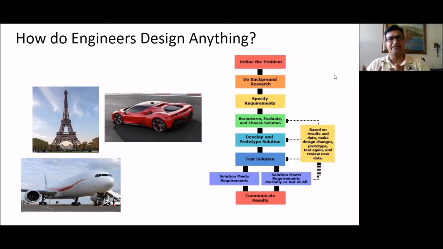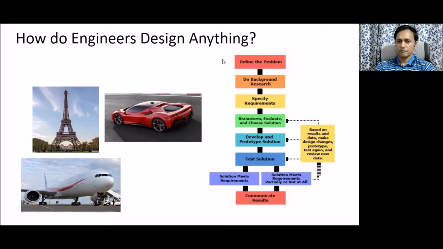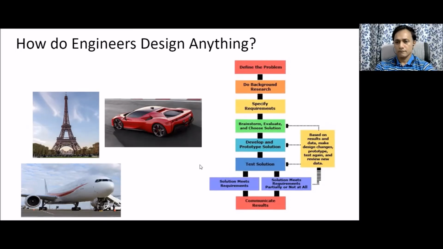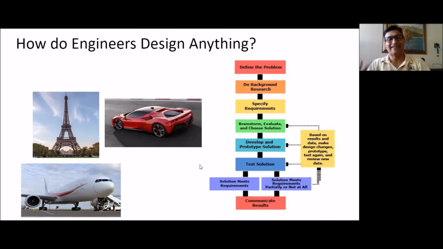Every single detail of the requirements must be frozen first before you start designing. And then once you know the requirements, you brainstorm and come up with ideas, and then develop a prototype solution, then test the prototype. You want to know if this thing is going to work, right? You can design anything and build anything, but then does it work?